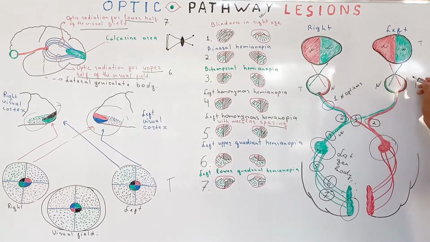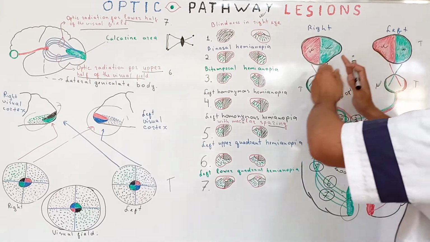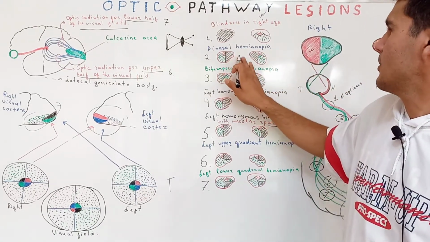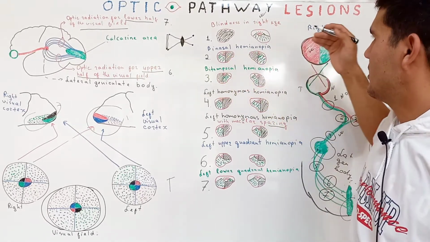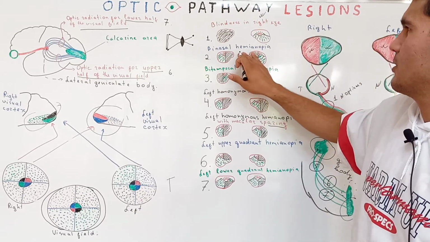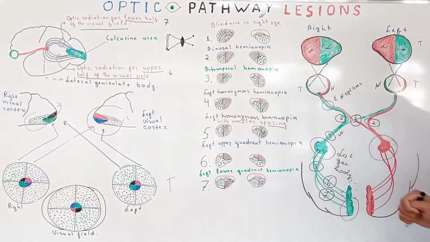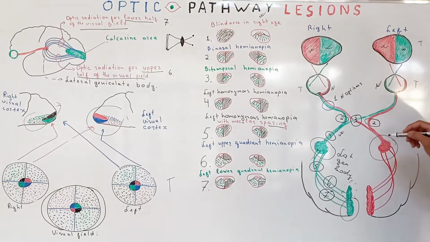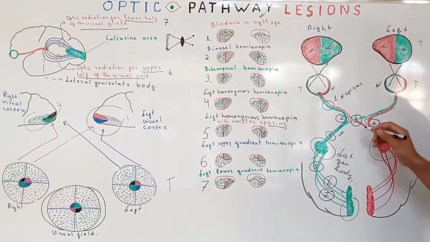You know, the temporal parts are responsible for accepting impulses from the medial part of objects. According to this, the patient has difficulties with the medial part of objects, and we can call this situation binasal hemianopia. Okay, binasal.